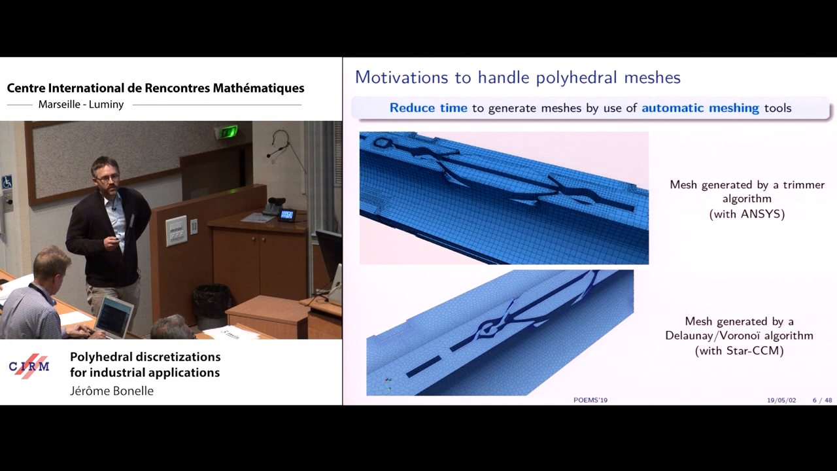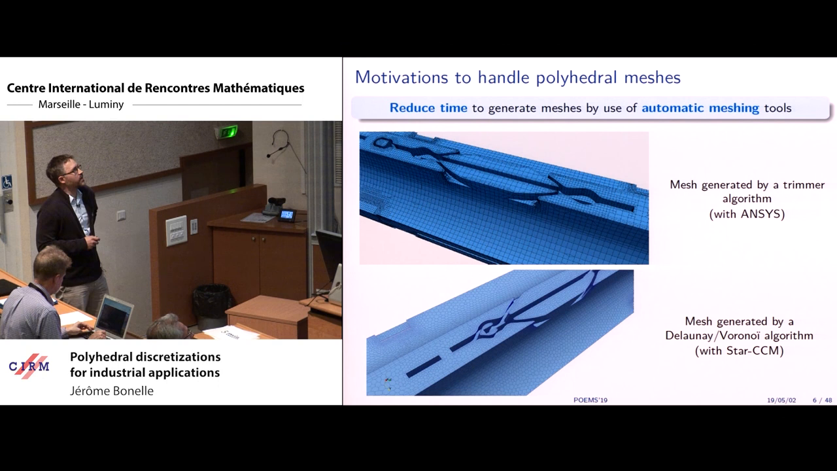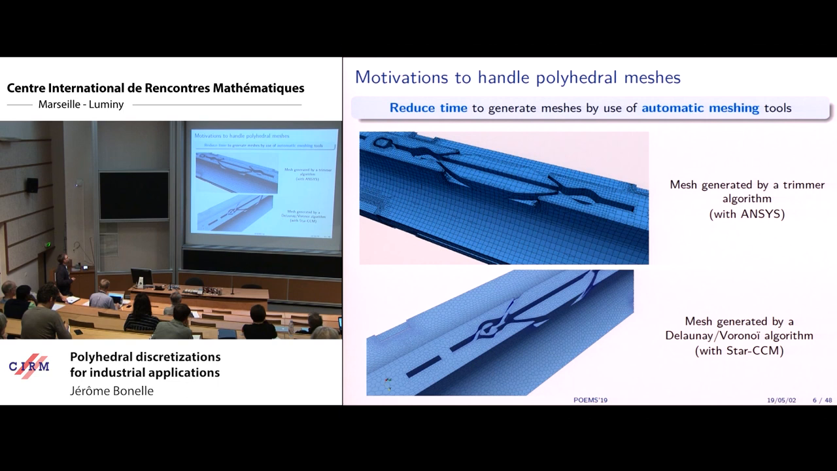So now I will try to give some motivation to handle polyhedral meshes in an industrial context. The main purpose is to reduce the time dedicated to the mesh generation. So by using polyhedral meshes, we can, for instance, use automated meshing tools, such as the one in ANSYS with a trimmer algorithm, or in StarCCM with a Delaunay-Voronoi algorithm plus a specific treatment near the boundary wall.